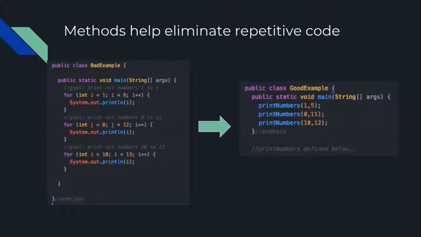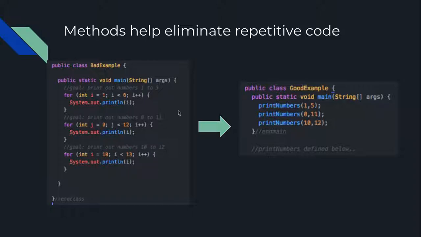Here I'm trying to illustrate the fact that methods help eliminate repetitive coding. On the left-hand side, we have a main function, and what we see here are 3 different for loops. I just wrote little comments to tell you what they're doing. The goal is to print out numbers 1 to 5, print out numbers 0 to 11, and print out numbers 10 to 12.